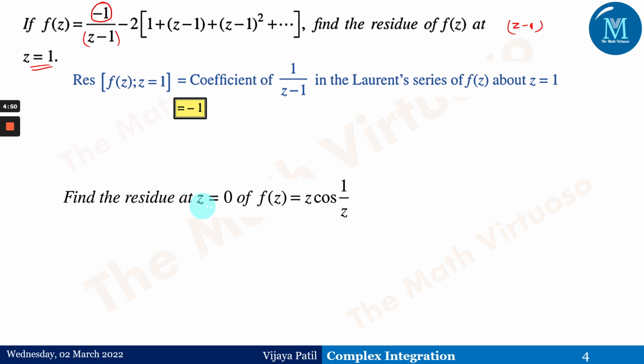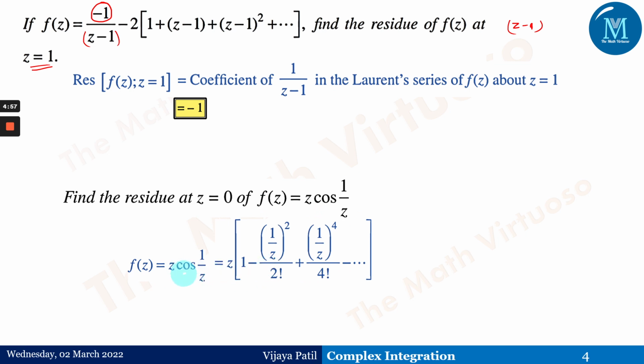Another example: find the residue at z equals 0 of f of z equals z into cos of 1 by z. Again, this cos of 1 by z gives us the expansion as 1 minus 1 upon z squared into 2 factorial, and so on. Just a minute.